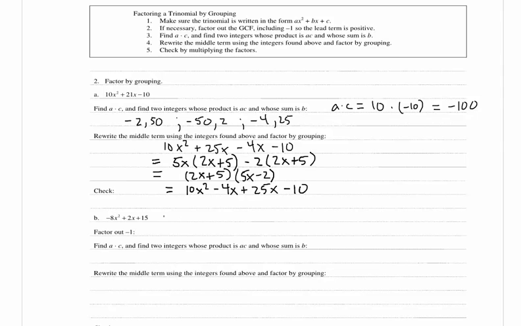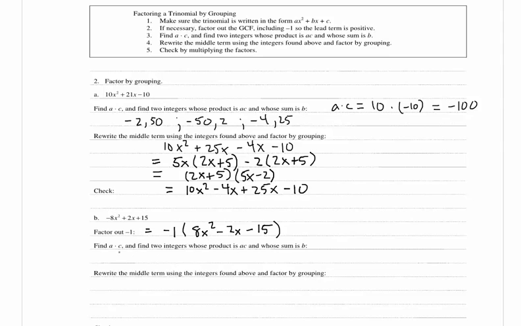In B, we have negative 8x squared plus 2x plus 15. And the first step they want us to do is factor out a negative 1. So if we factor out a negative 1, our polynomial would be equal to negative 1. And now we're going to change the sign of each term in the polynomial. So we have 8x squared minus 2x minus 15. And we wanted to factor out a negative 1 so that our leading term was positive.